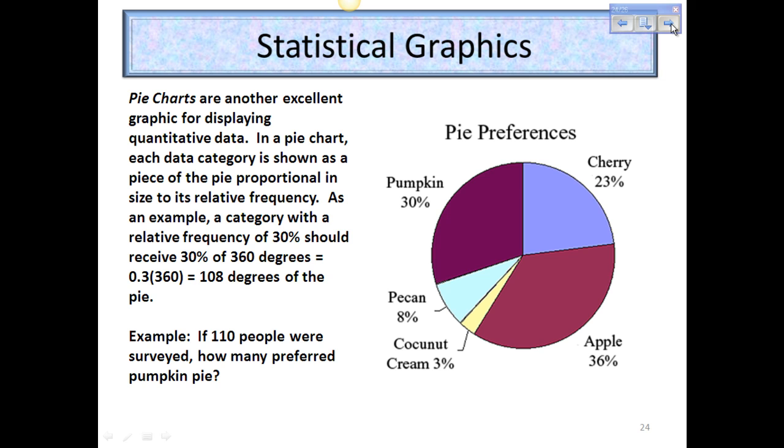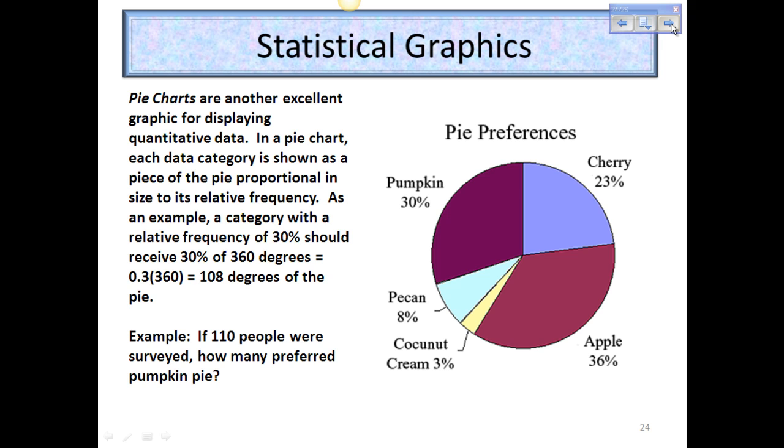Now everyone should be familiar with pie charts. Pie charts are an excellent graphic for displaying quantitative data. In a pie chart, each data category is shown as a piece of the pie proportional in size to its relative frequency. As an example, a category with a relative frequency of 30% should receive 30% of 360 degrees, since a circle makes 360 degrees. So that piece of pie would have 108 degrees of the pie.